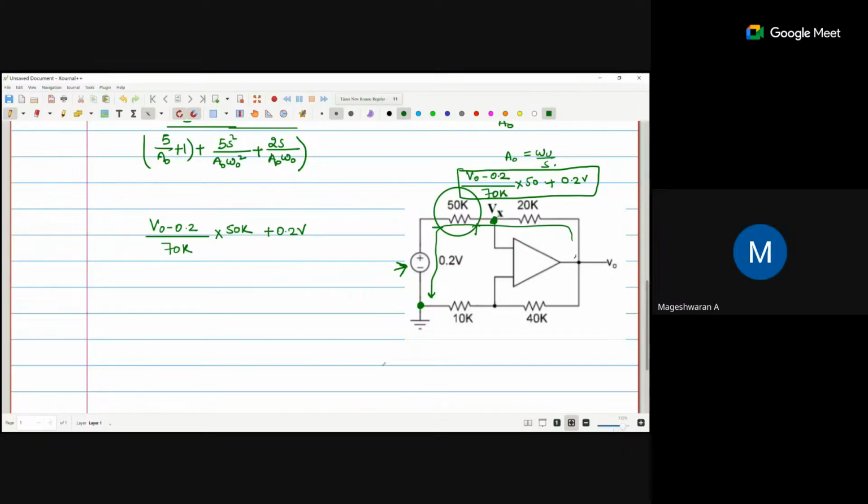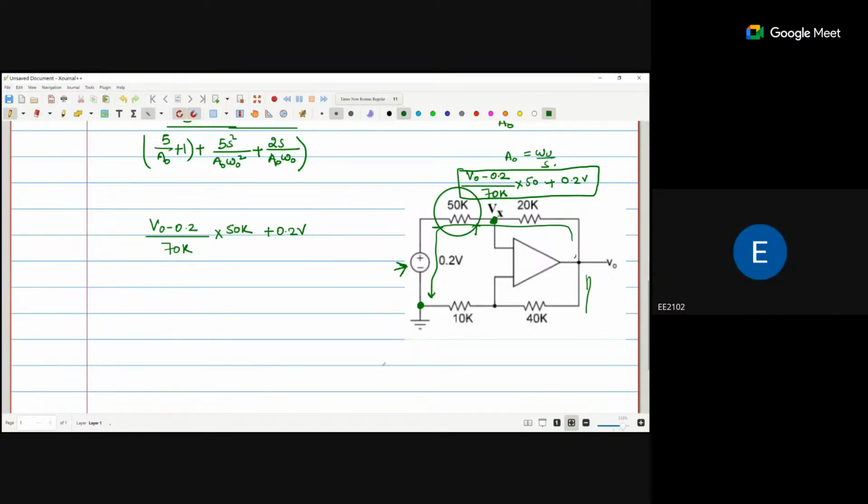Clear, sir. And sir, V0 is the higher potential? Yeah, V0 is the higher potential. We are assuming that V0 is the higher potential, na? Okay, so the current will be flowing in that way. If V0 is the lower potential, then everything will be negative. Yes, sir. Fine.